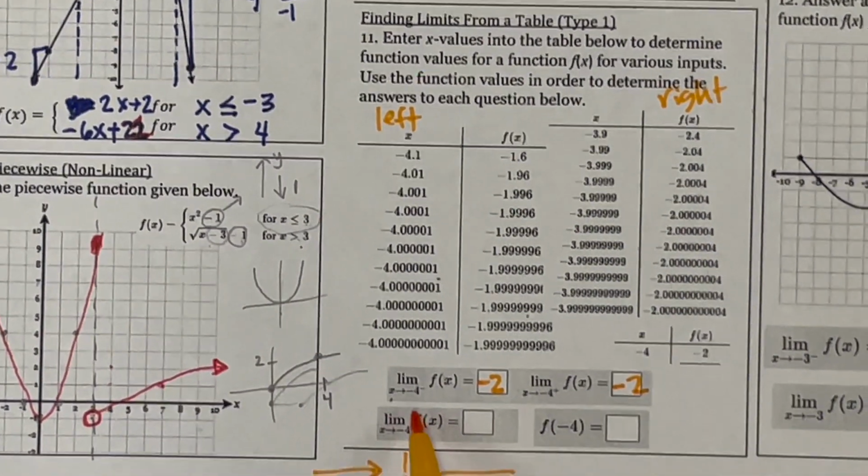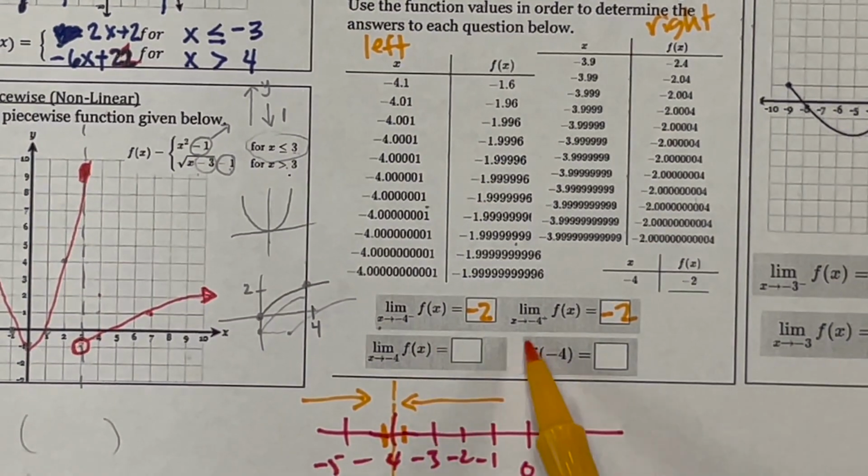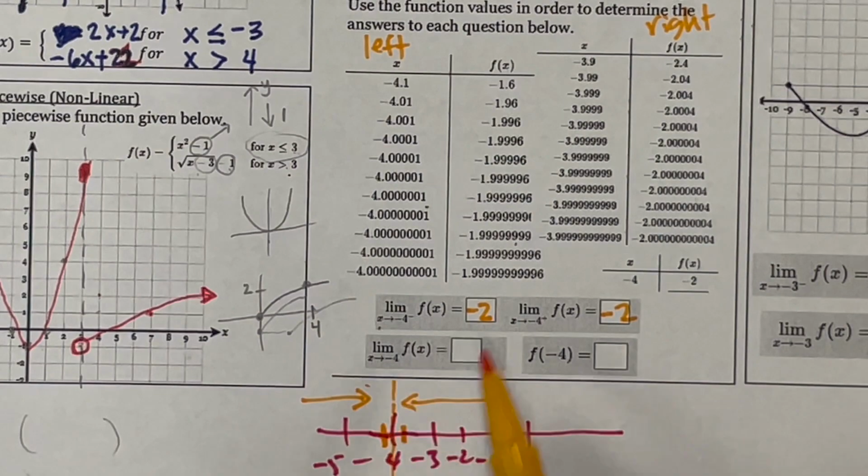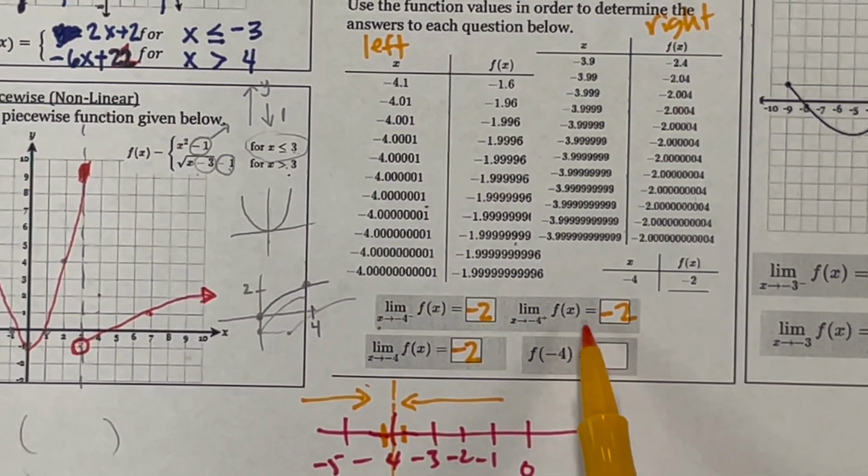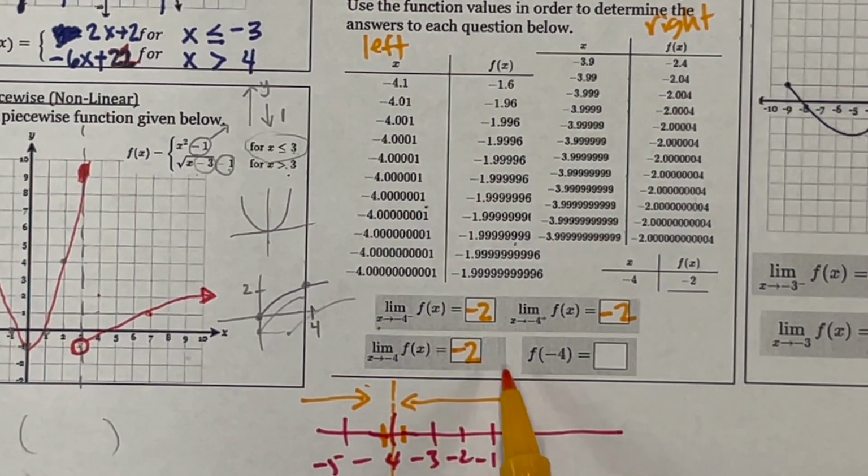So if your limit as you approach from the left is equal to the limit as you approach from the right, then the limit as you approach is that number, which is -2. If these numbers were different, then the limit would be does not exist.